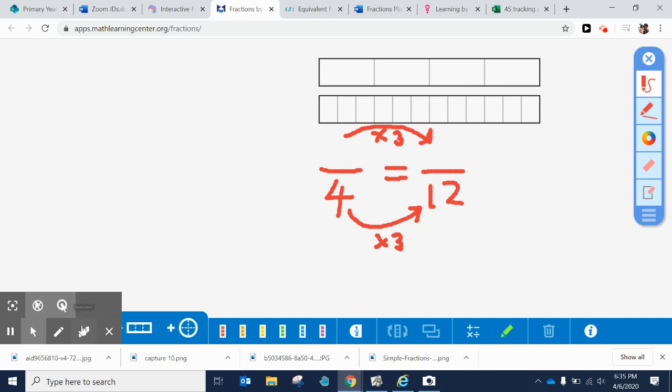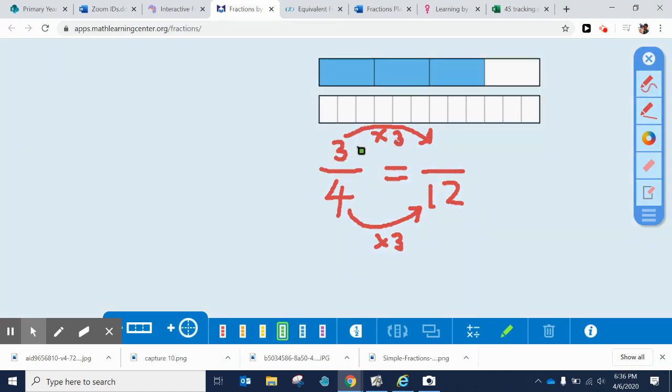Let's see. Let's say 3 quarters. So 3/4 is equivalent to how many twelfths? Let's see. Well, 3 times 3 is 9, so it should be 9. But let's just draw and see. 3, 4, 5, 6, 7, 8, 9.